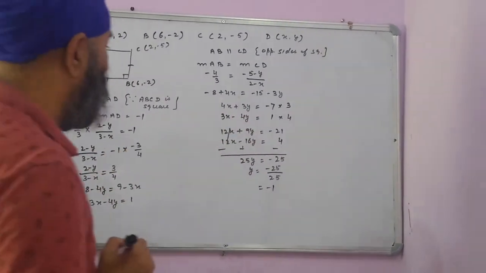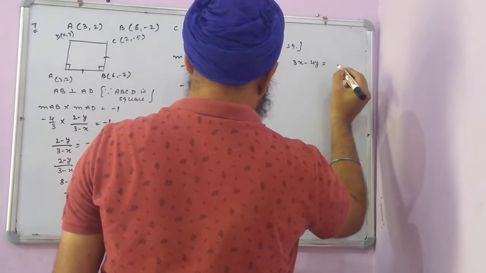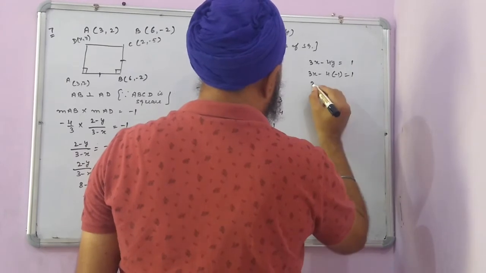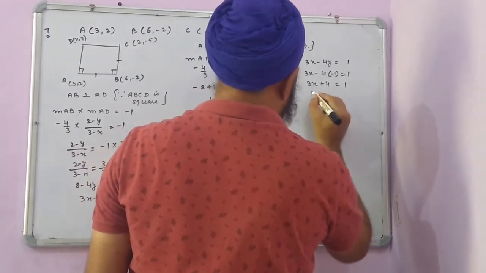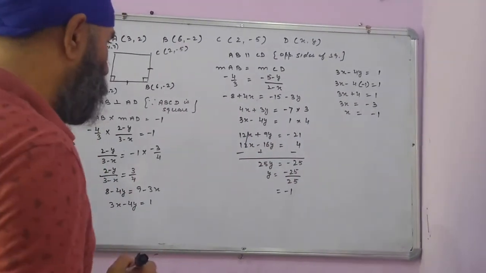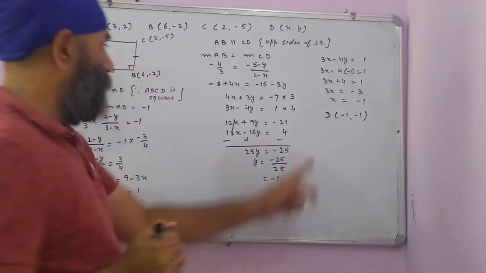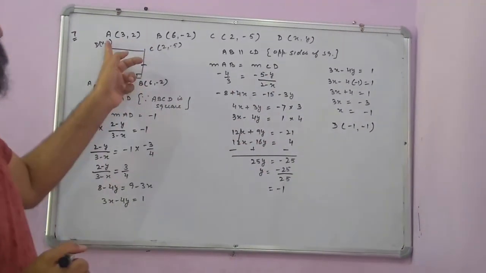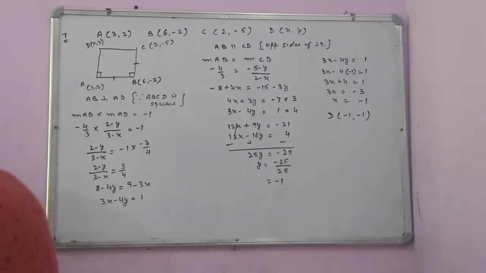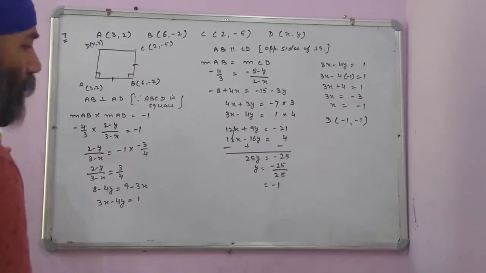Then put the value of y as minus 1 in 3x minus 4y is equal to 1. 3x minus 4 into minus 1 is 1, 3x plus 4 is equal to 1, 3x is equal to minus 3, x is equal to minus 1. So point D is minus 1 and minus 1, because the value of x is minus 1 and the value of y is minus 1. I think up to this point you have got it. Then I erase it and we solve the second part.